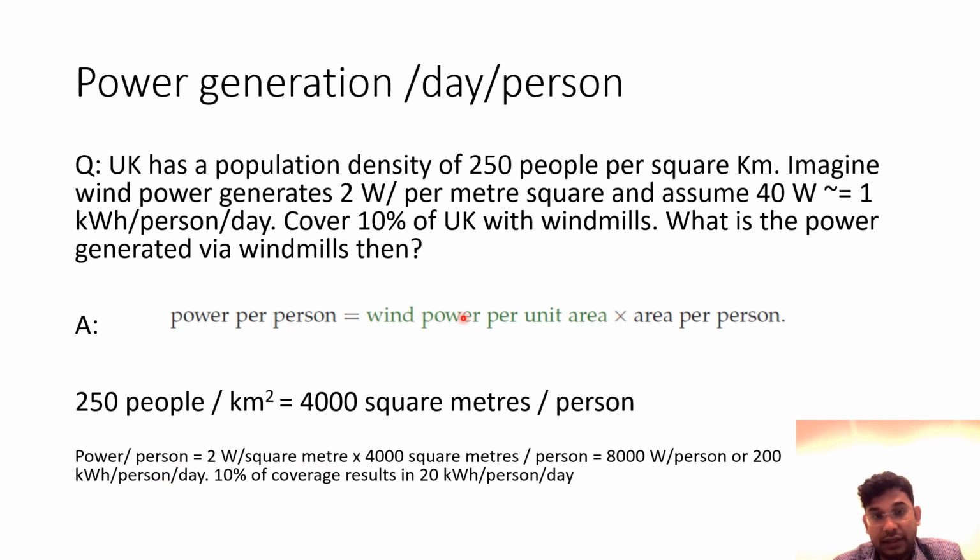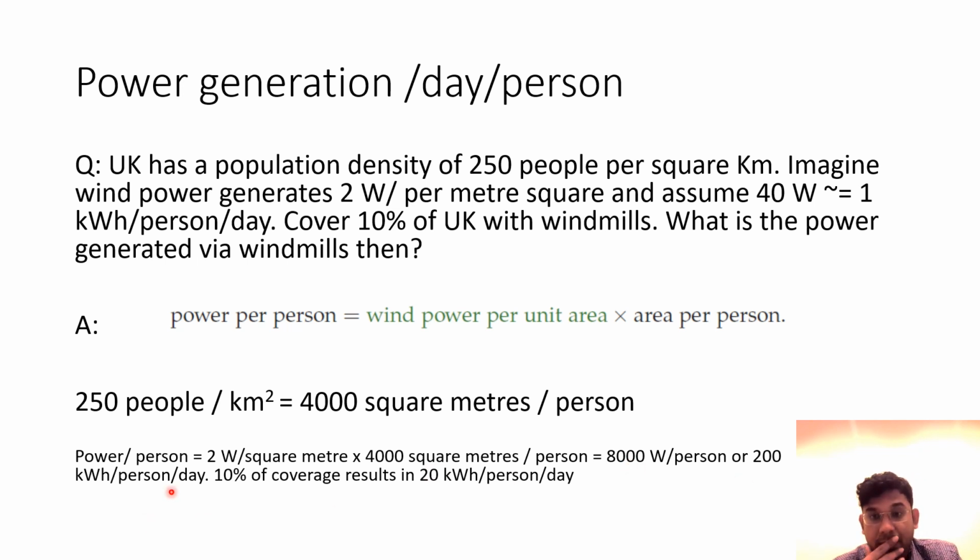Take this, and then for the power per person calculation, I gave you the value, the wind power per unit area, and you just calculated area per person. So you will end up with watt per person, okay? And I also gave you the conversion factor from watt to kilowatt hour per person per day. So you could just take this value, convert it into kilowatt hour per person per day.